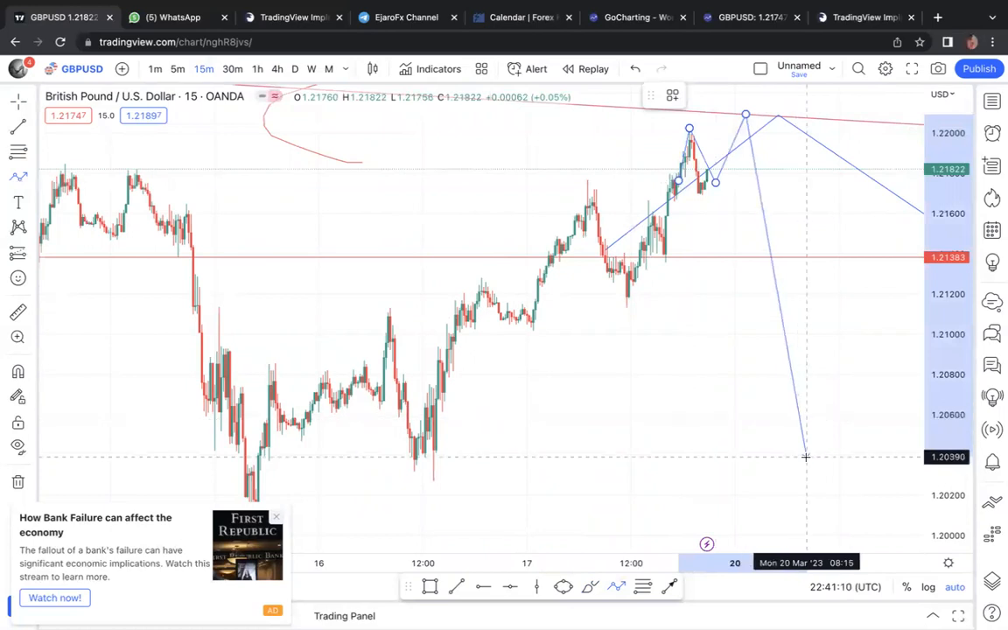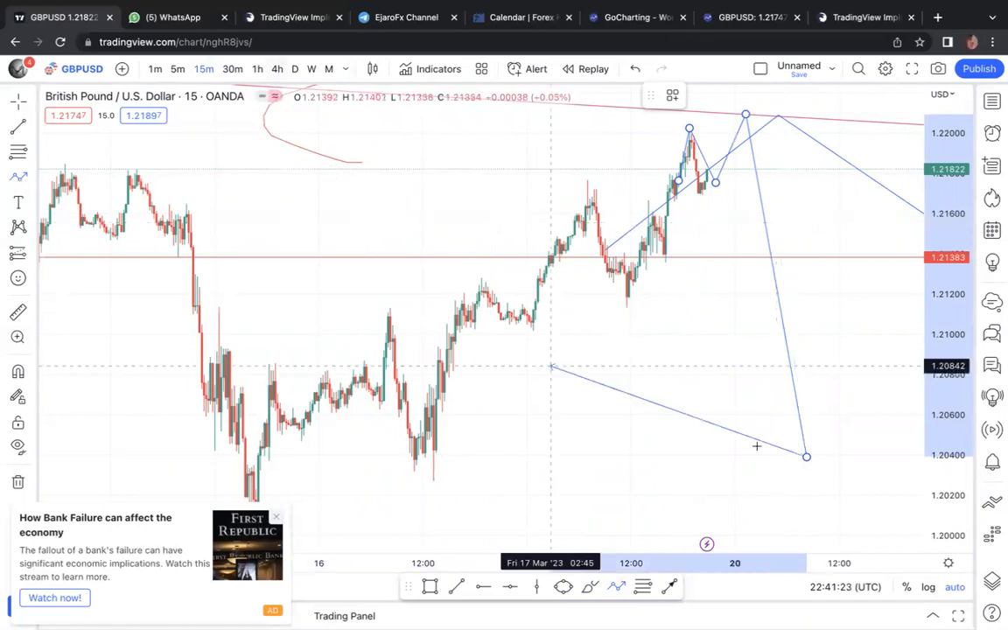Now, do not just short the market. Make sure that the key level, which is in your weekly, tallies with the one that is around this level. If it doesn't tally, then you should look for a way to draw in Fibonacci retracement.